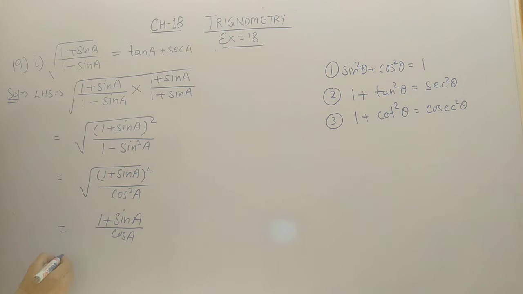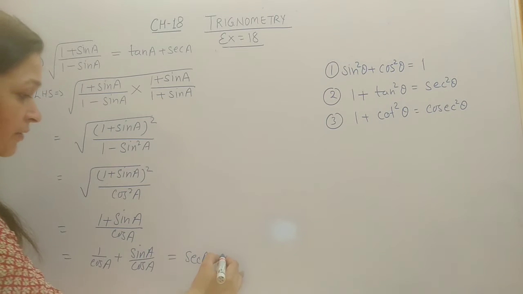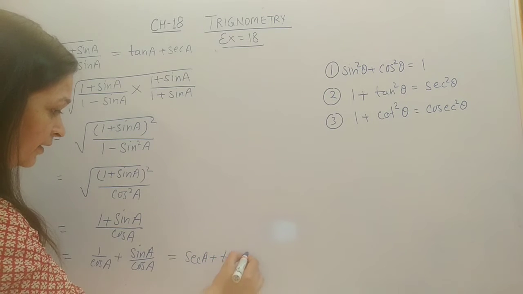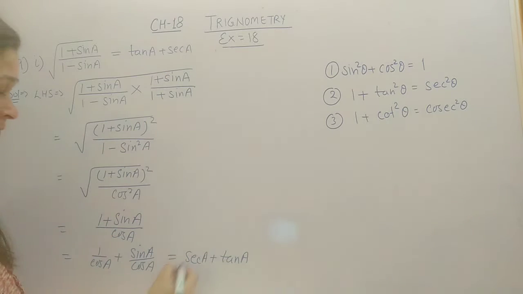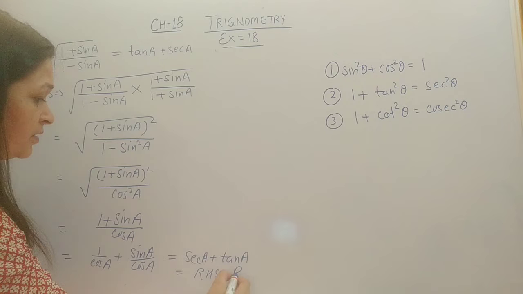After this we can split it. We can write it as 1 by cos A plus sin A by cos A. 1 by cos A we can write as sec A, and sin A by cos A we can write as tan A. Same, right hand side, we got equal to right hand side, hence proved.